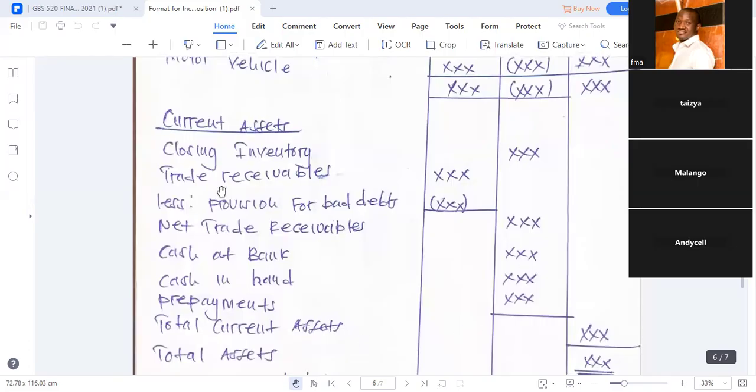So you can see the order of liquidity. In fact, we start with prepayments. This money can be brought. So we start with prepayments, cash at hand, cash at bank, debtors, and inventory. Right, together?